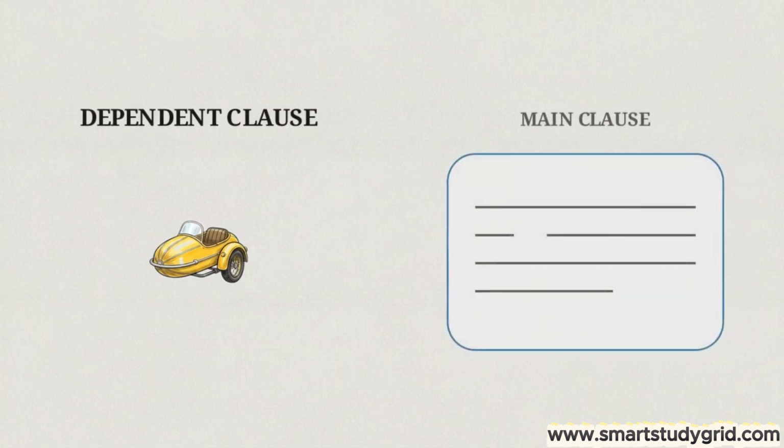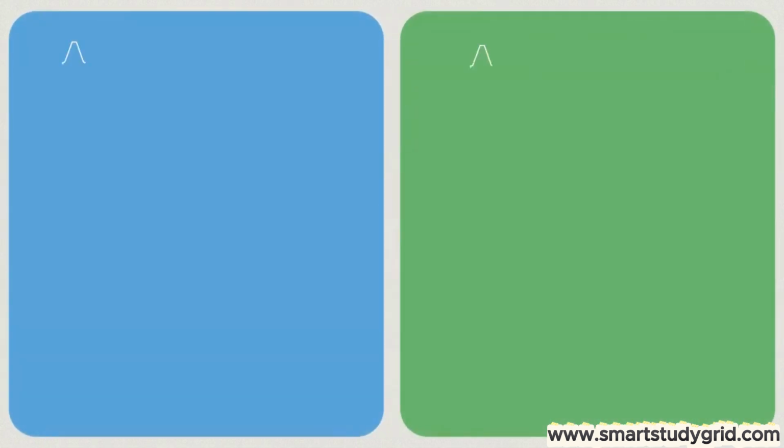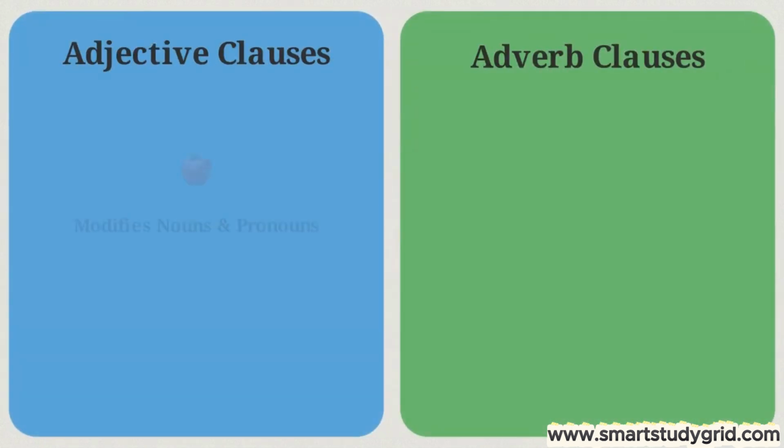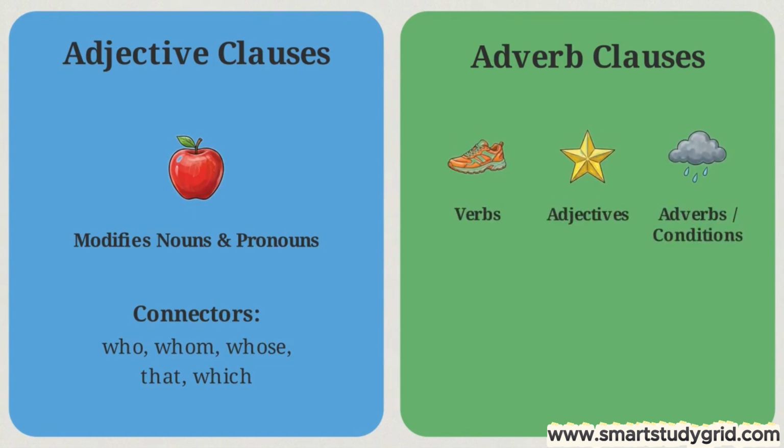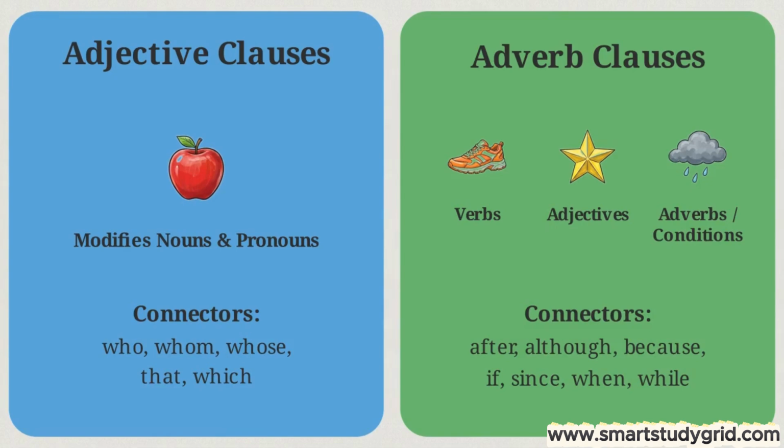This establishes our focus. To identify a dependent clause, we must look past the clause itself and find the word it is leaning on for meaning. There are two specific ways these sidecars function. As we see on the left of this diagram, adjective clauses modify nouns or pronouns and usually begin with connector words like who, that, or which. On the right, adverb clauses modify verbs, adjectives, or other adverbs, answering questions like when, why, or under what condition. They use connectors like because, if, or while.